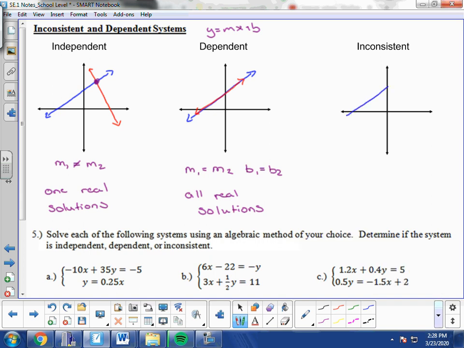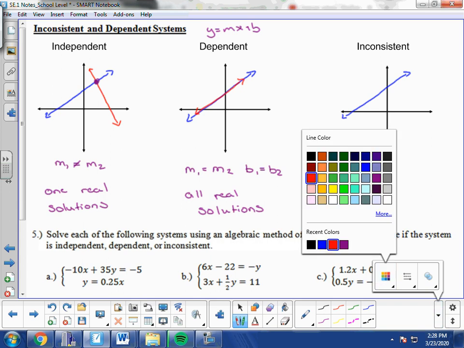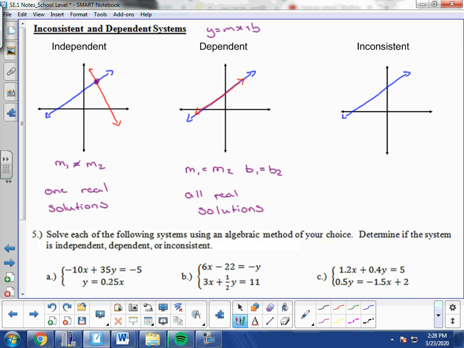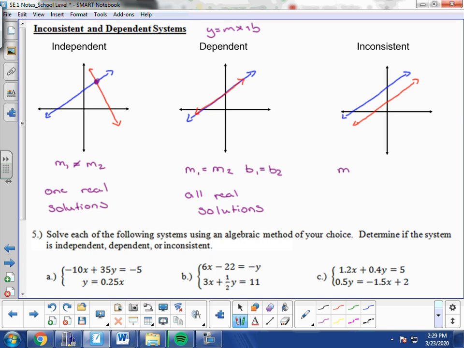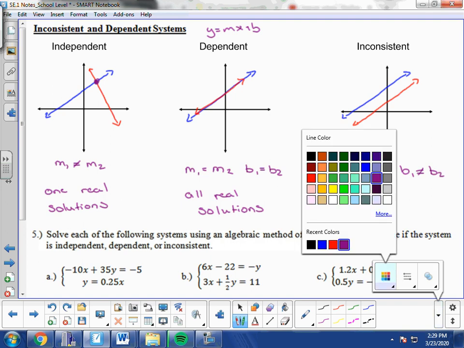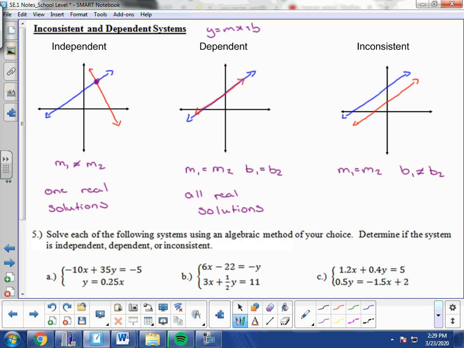We could also have what we call inconsistent equations. Let's say we have these two lines. It's not perfect, but you can get the idea that these two lines are parallel. So their slopes are equal, but their y-intercepts are not equal. What do we know about two parallel lines if they don't have the same intercept? They never intersect. So this does not have any real solutions.